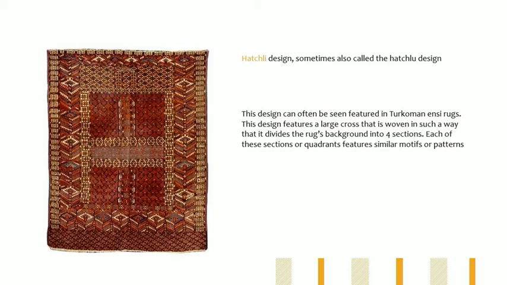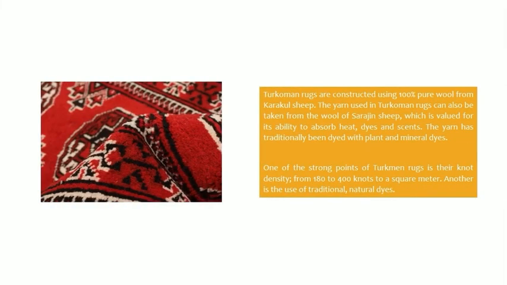This design features a large cross that is woven in such a way that it divides the rug's background into 4 sections. Each of these sections, or quadrants, features similar motifs or patterns. Turkmen rugs are constructed using 100% pure wool. This wool is sourced from the famous Karakul sheep. It is this inner fleece that is used to make these rugs.